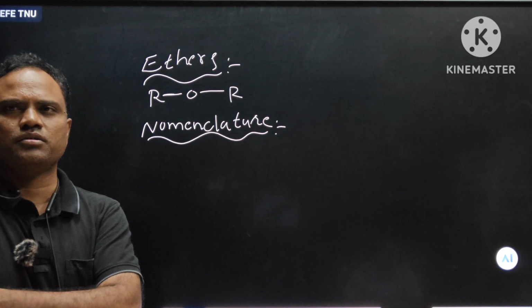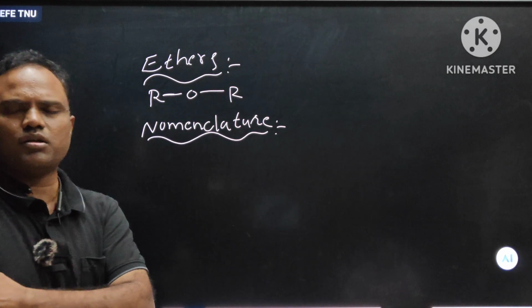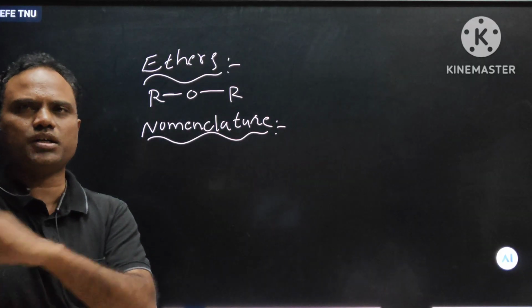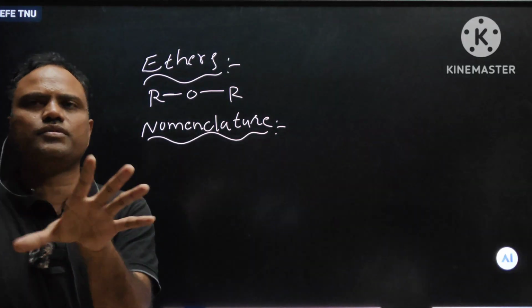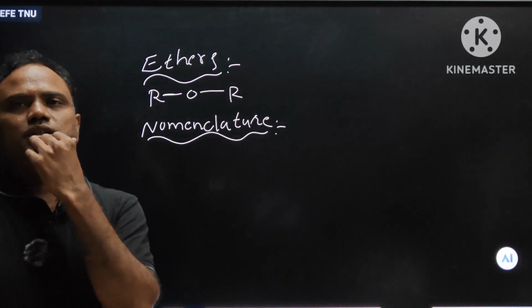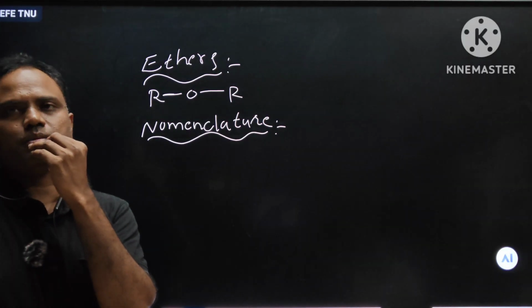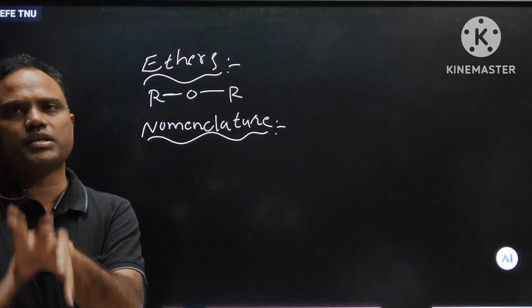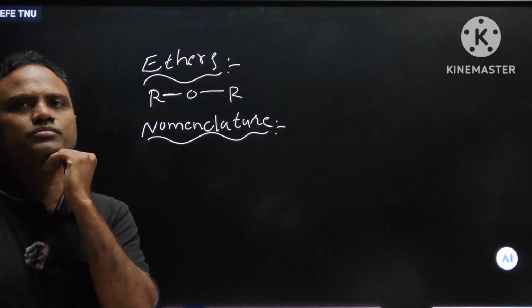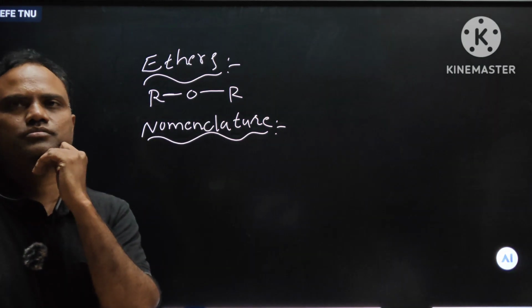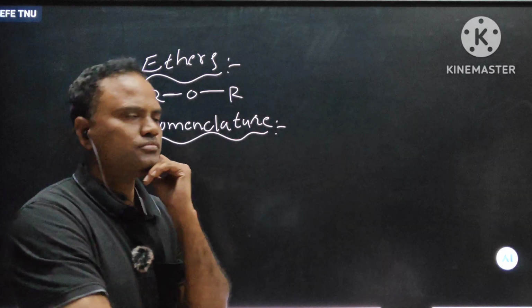Alcohols was completed, but that is a subtopic. In the second lesson, alcohol is one of the subtopics. Ethers is another subtopic, and phenols is another. If we finish phenols, then the second lesson will be finished. But alcohols was over: preparations, properties.